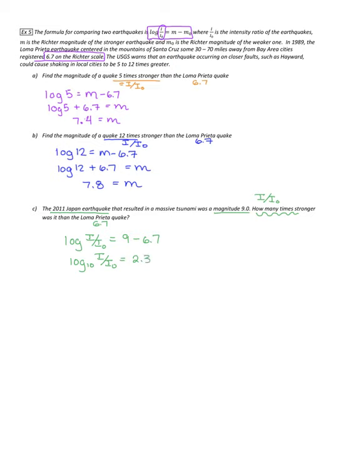equals, this is now 2.3. So this is what we want to solve. So what we're going to do is, remember, you start at the base, swing around, pick up your exponent, set it equal to the argument. So 10 to the 2.3 equals that difference. And when you actually calculate this out, it's like 199.5. So we're going to round it off to about 200 times greater.